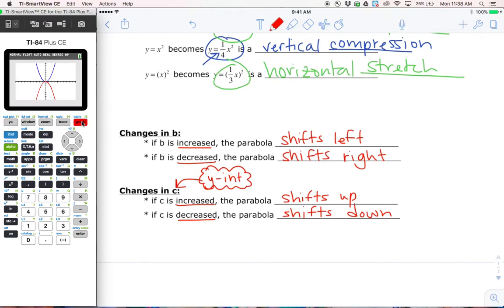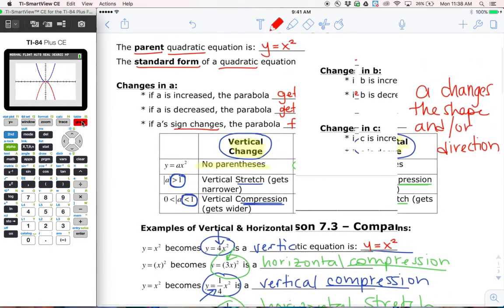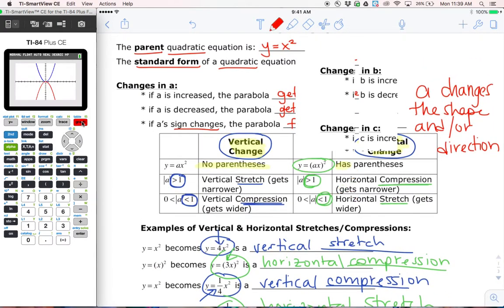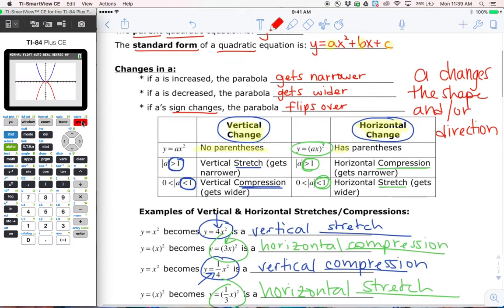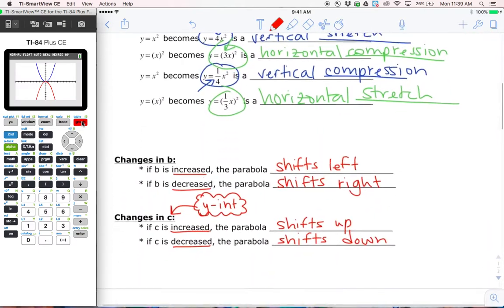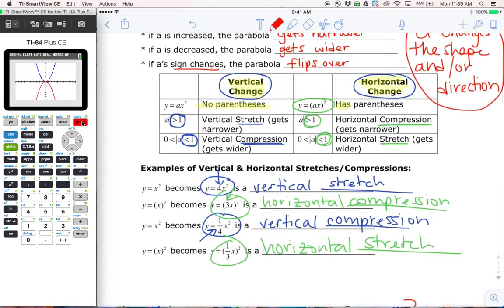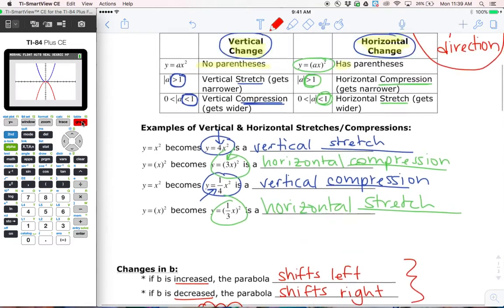All right, so we've got the a, the b, the c. If I had to summarize one more time, you guys, remember, a changes the shape or the direction of the parabola. b controls its left or right shift, and c controls its vertical shift, up or down. Now, if you want to know the difference between vertical and horizontal change, look for parentheses. If they're there, it's horizontal. If not, it's vertical. And we'll talk more about how to kind of remember these as we go forward.